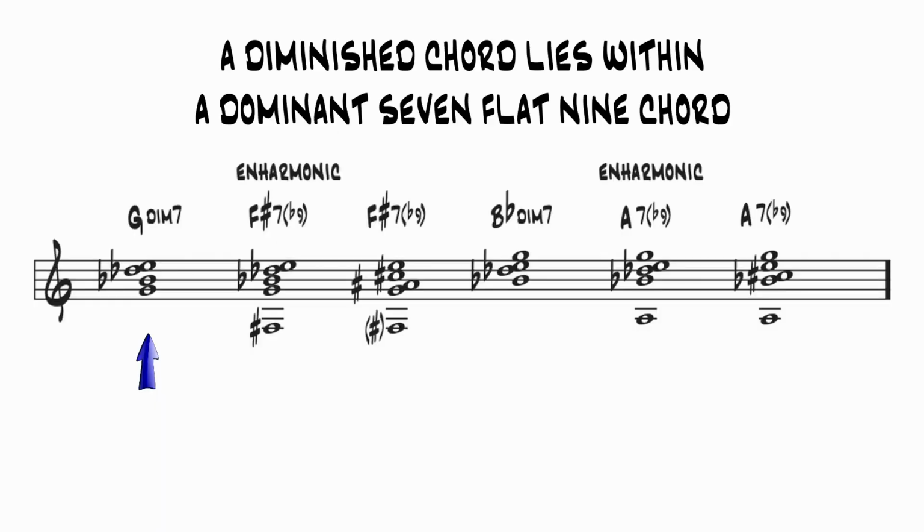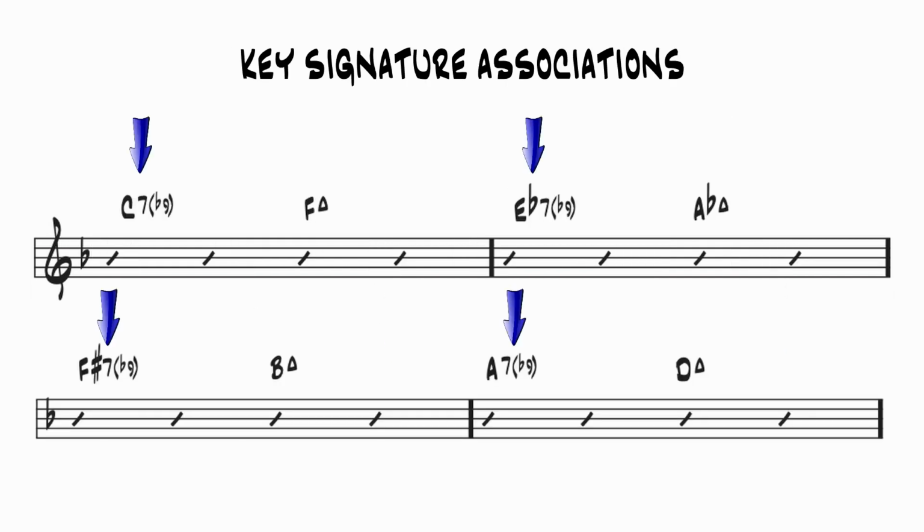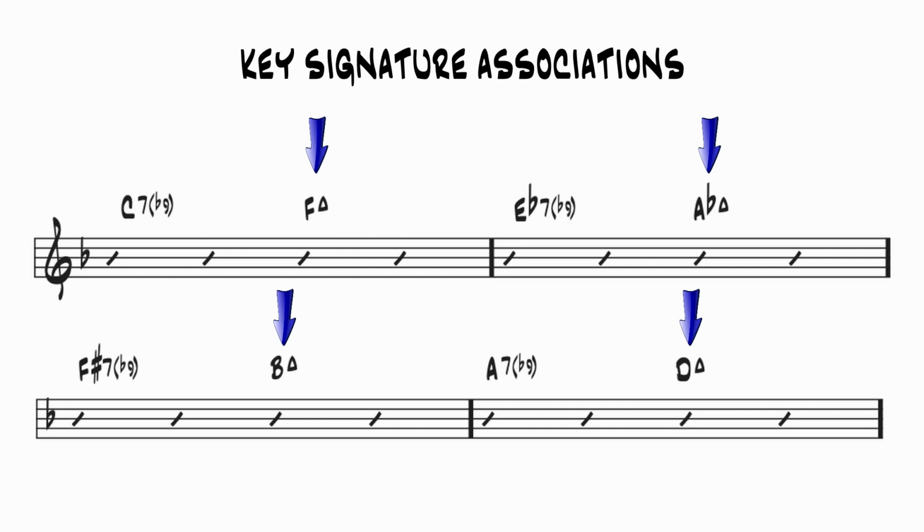Taking the same notes and building a diminished chord on G, and then adding an F sharp to the bottom of that, creates an F sharp dominant 7 flat 9. Building the chord up from B flat and adding A to the bottom creates an A dominant 7 flat 9. Now I've shown the dominant chords enharmonically for clarity, and also as we'd normally spell them. These 4 dominant 7 flat 9 chords, which each contain the same diminished chord, are associated with the keys of F, A flat, B, and D.